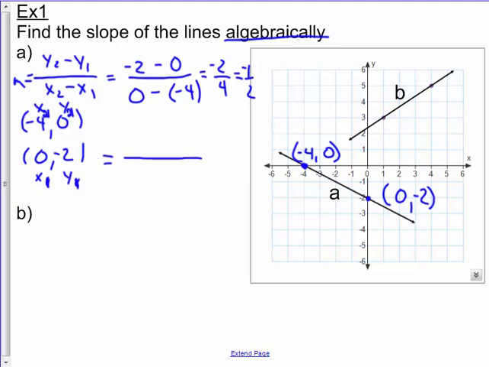If I switched them up, if I said, oh, what if I wanted the first one to be x2, y2, and then x1 and y1?